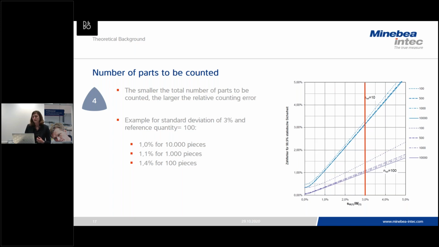In absolute numbers, this means when I want to count 10,000 pieces, the counting error is plus minus 100 in absolute numbers. For 100 pieces, it's in absolute numbers a counting error of plus minus 1.4 pieces. So in relative numbers, this can be higher, but in absolute numbers, this differs.